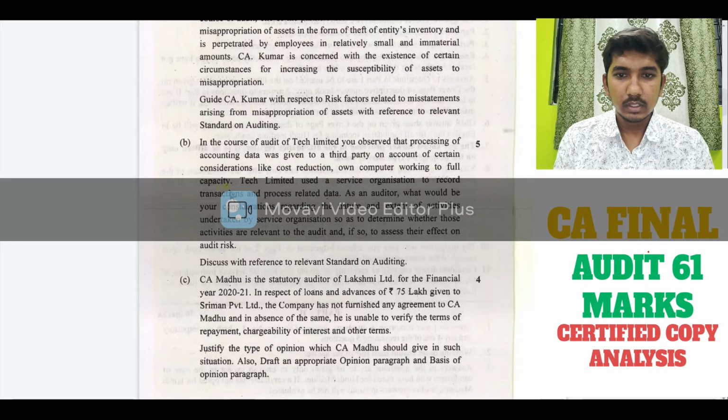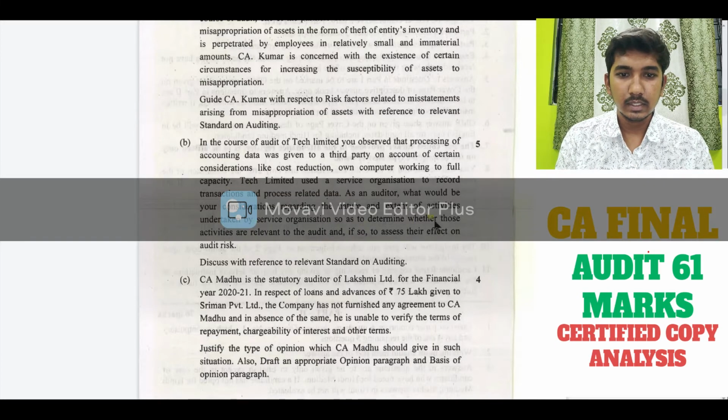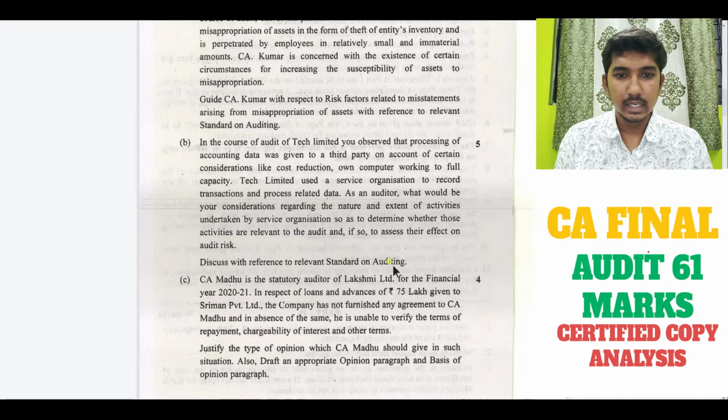Own computer working to full capacity. Tech Limited used a service organization to record transactions and process related data. As an auditor, what would be your considerations regarding the nature and extent of activities undertaken by the service organization? So here we can see one more keyword, so as to determine whether those activities are relevant to the audit, and if so, assess their effect on audit risk. Discuss with reference to relevant standards on auditing.